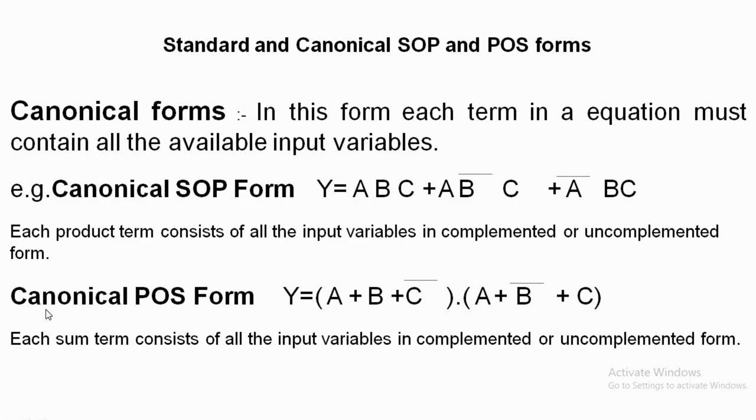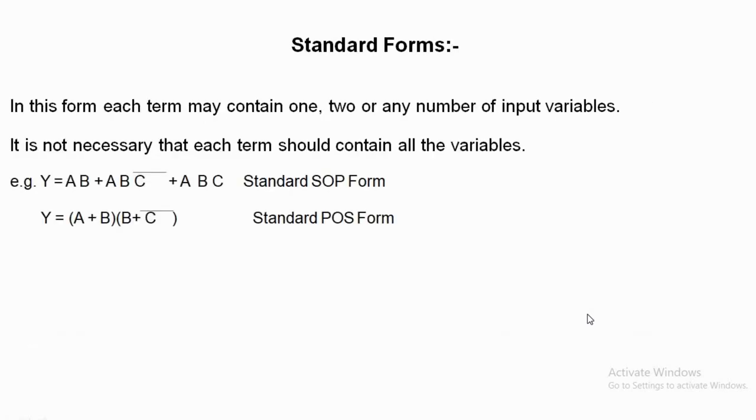Now move towards canonical POS form. Same as in canonical SOP, in canonical POS form each term must contain all available input variables. So in this example, 3 variables are contained in each term. Now, standard form. In this form, each term may contain 1, 2 or any number of input variables. That means all variables need not be contained in each term. That type of form is called standard form.